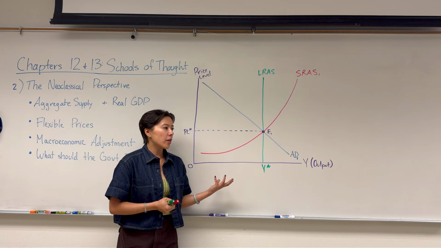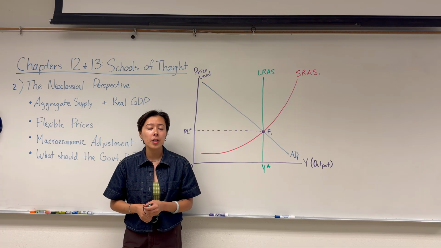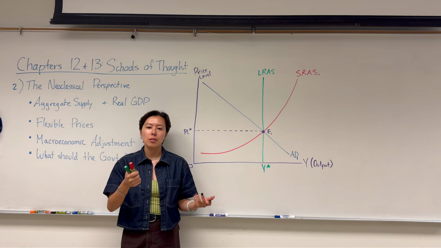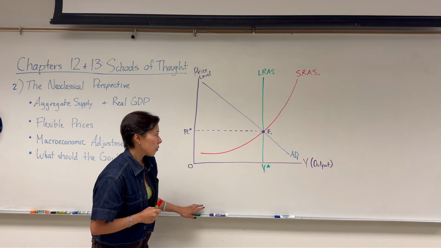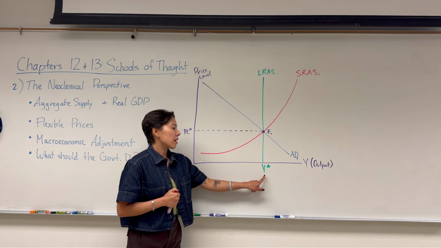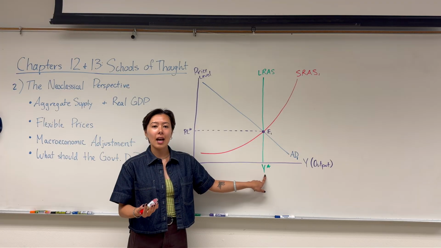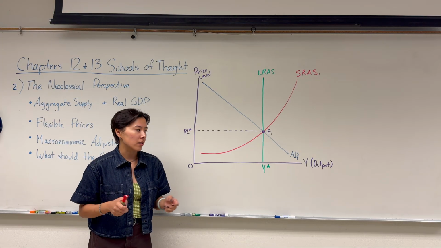Using our ASAD model, let's see how these flexible prices can get us back to long-run equilibrium after some shock to aggregate demand. We'll start in our long-run equilibrium here, where all three of my curves are intersecting at the same point. This tells me that my economy is producing at potential GDP, and the price level is at this expected price level.